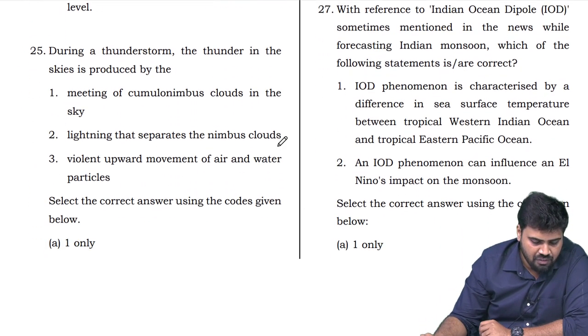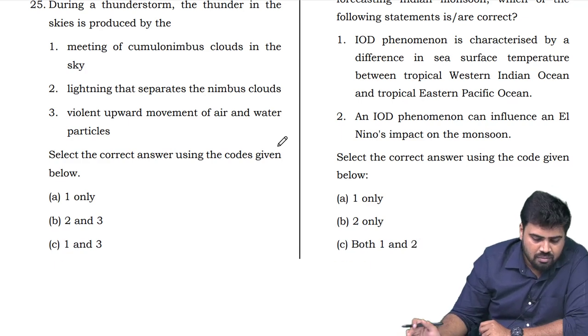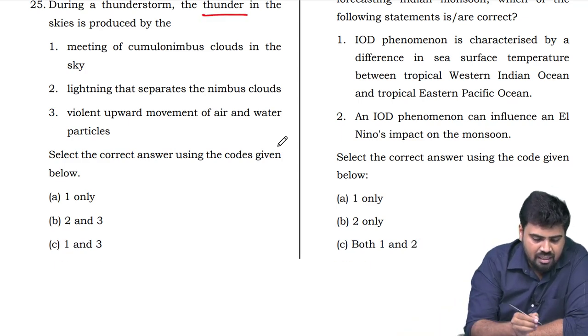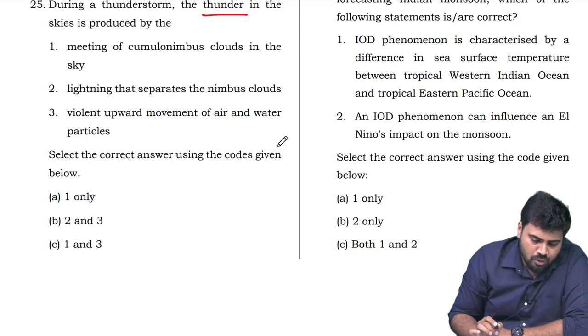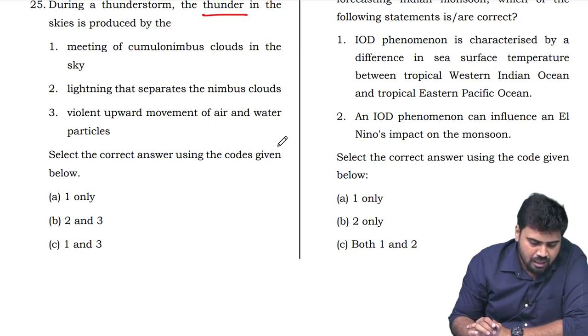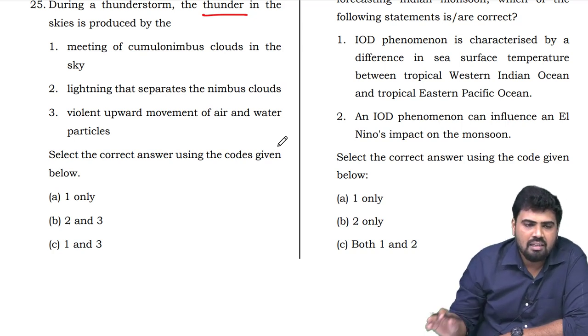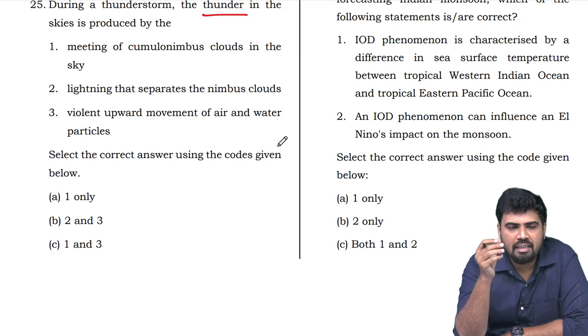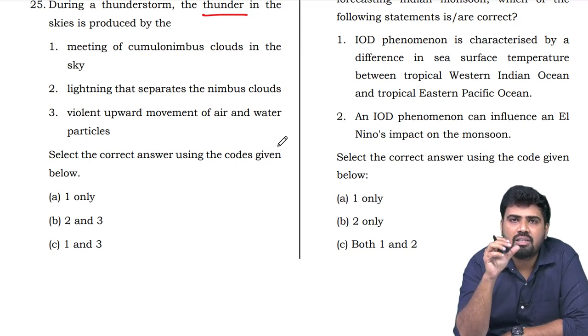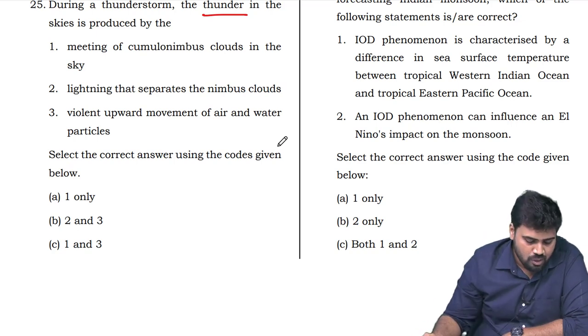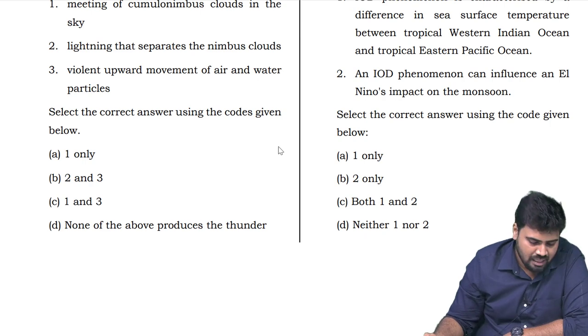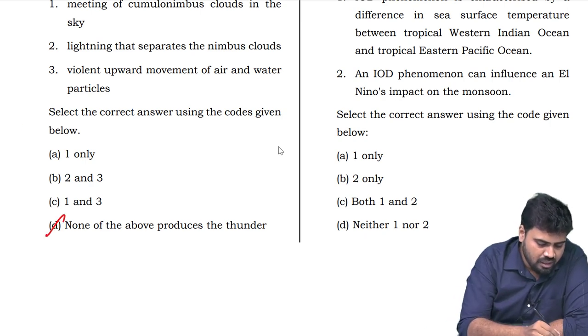B for Bombay. 25. During a thunderstorm, a thunder in the sky is produced by meeting of cumulonimbus, lightning that separates nimbus, violent upward movement of air and water particles. Actually, the thunder is due to lightning: the air in the surrounding region expands and this creates sound waves. So, that is the source of thunder. So, in this option, no statement is correct. So, none of the options, it is option D.